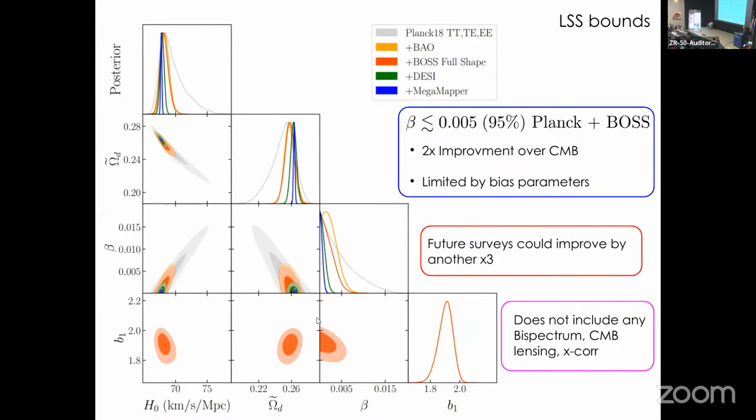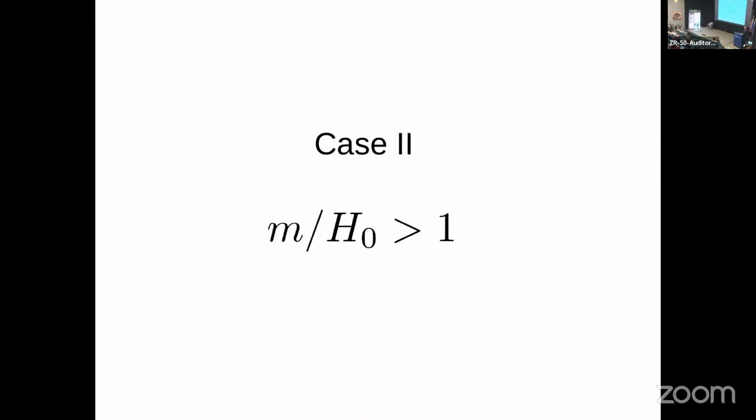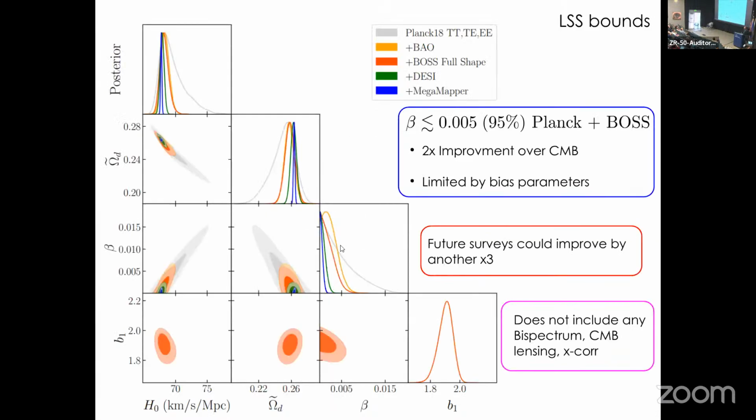The first 3 are actually real data, so Planck plus BOSS, BAO, or full shape. And you see that the bound on this beta goes from the gray to the orange to the red, and we're really limited by the degeneracy with the bias parameters, always. But you see that when you add DESI and then you keep adding MegaMapper, the bounds improve substantially. And this is without including any lensing, any bispectrum, any cross correlation. There is really a huge parameter space which could be explored with future surveys.